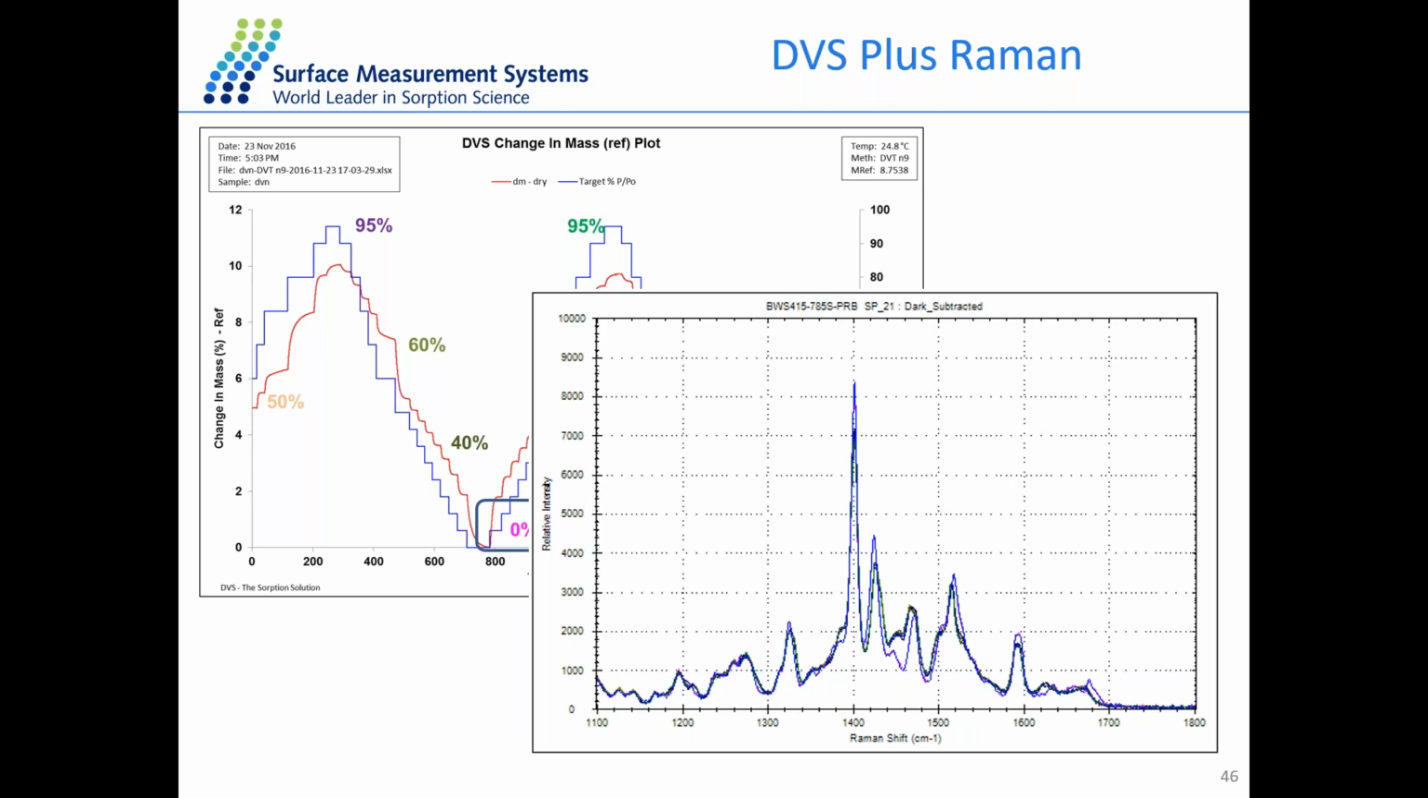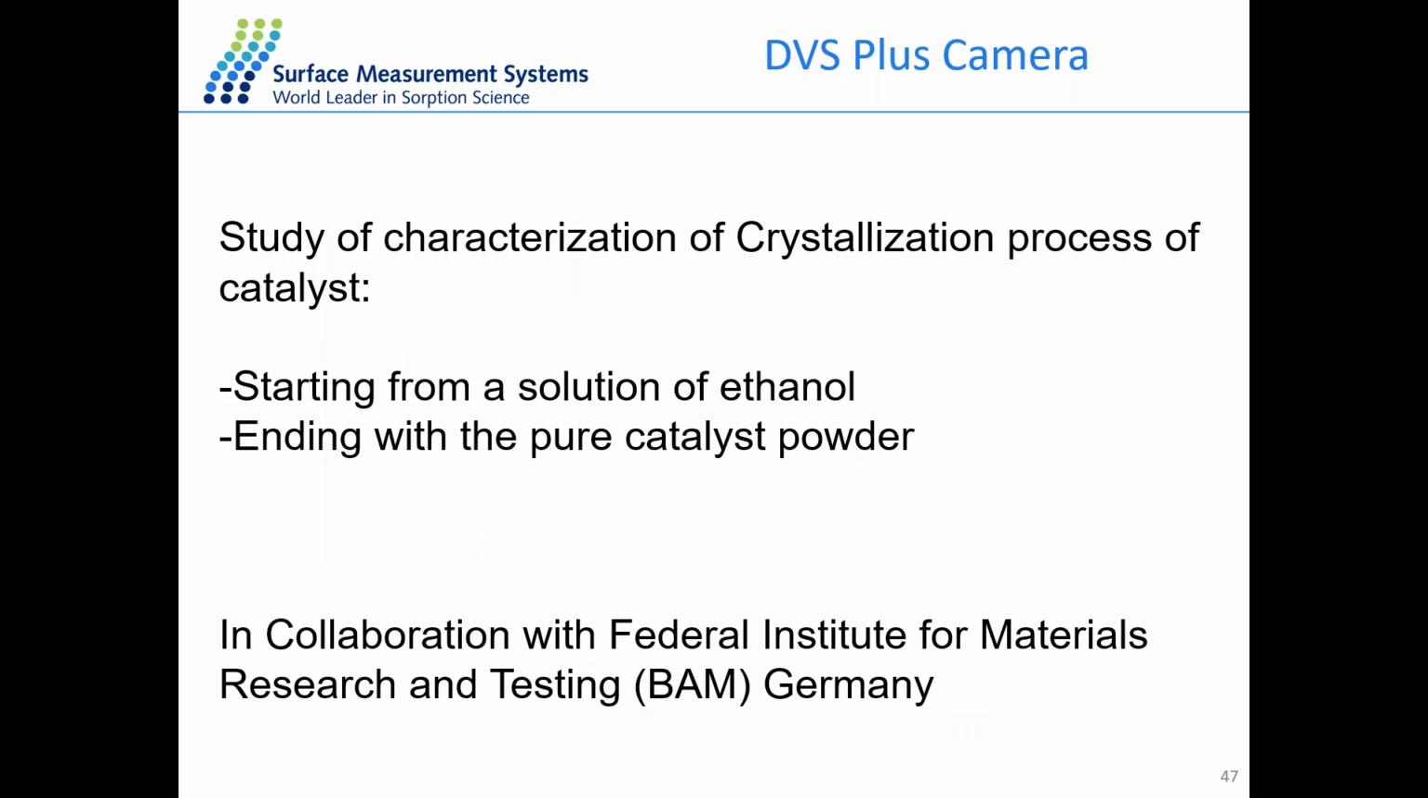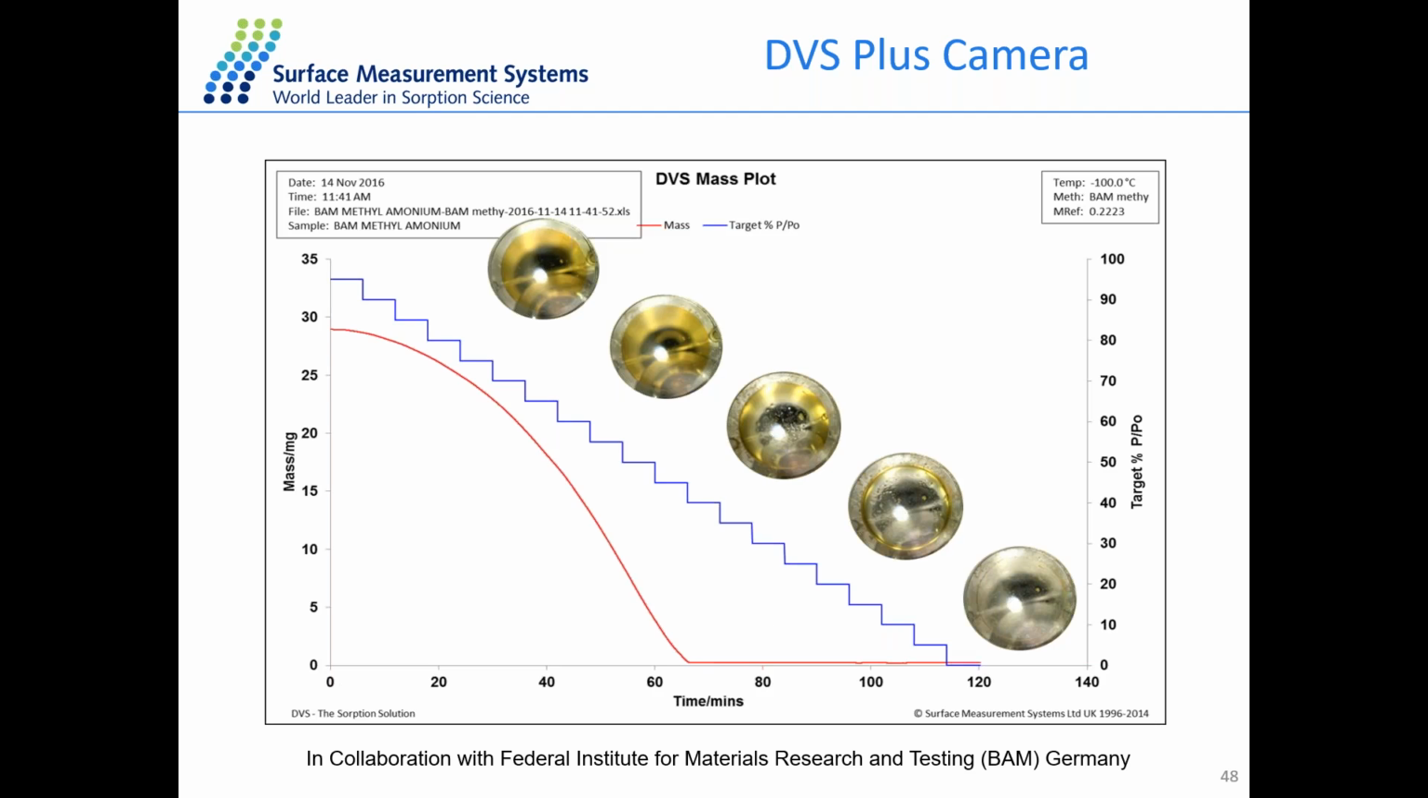A more sophisticated example of application of Raman plus camera is a recrystallization study that we performed in collaboration with the Institute of Technology in Germany. Here is a crystallization process of a catalyst. They provided the sample in a solution, and they want to know what material they end up with at the end of the crystallization stage, specifically what polymorph of that catalyst we obtain.